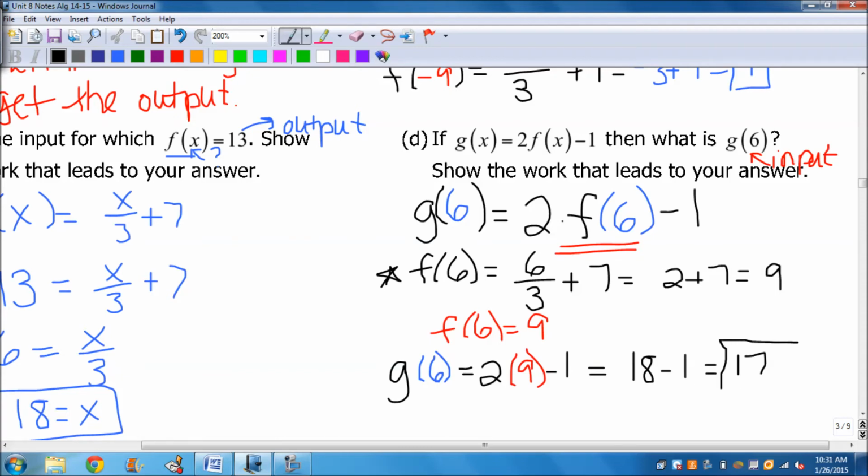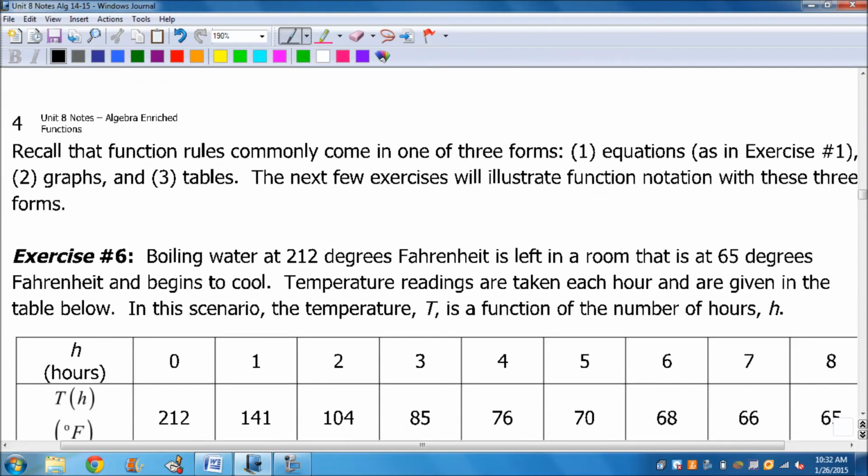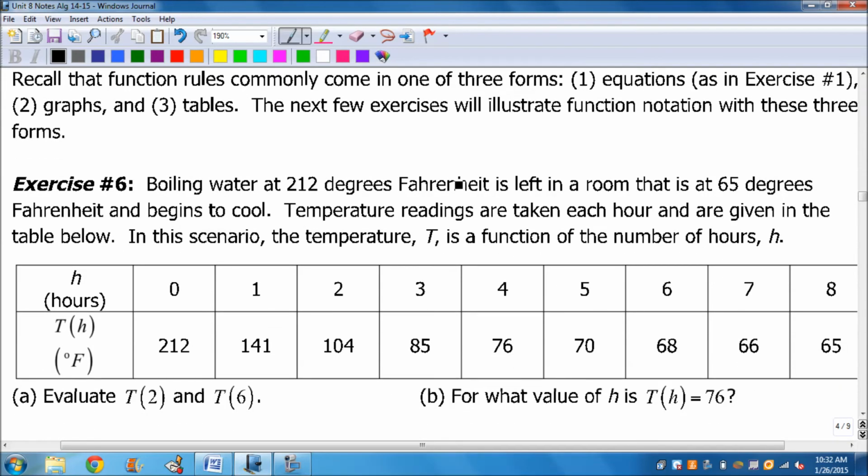Okay? All right, so let's take a look at page 4 of our notes. It says to recall that function rules commonly come in one of 3 forms. 1, equations, as in the previous exercise, 2, graphs, and 3, tables. The next few exercises will illustrate function notation with these 3 forms. So we already did function notation with our equations. Now we're going to figure out how we can use our charts or our tables to help us out.